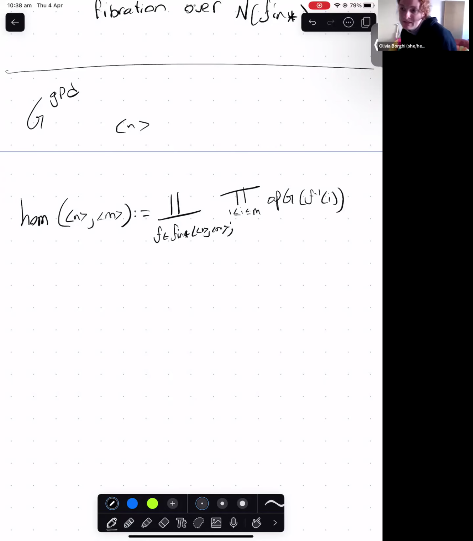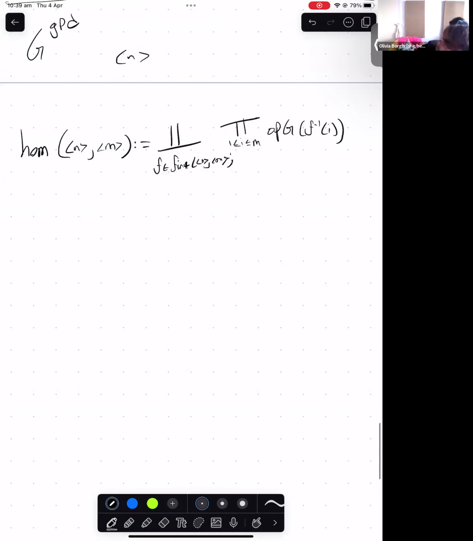Op G is the same thing as PAG, but we got rid of the parentheses. So in this case, what does a given element, or object, of this Hom groupoid look like? It would need to have an underlying map of finite pointed sets. So maybe something as simple as this.